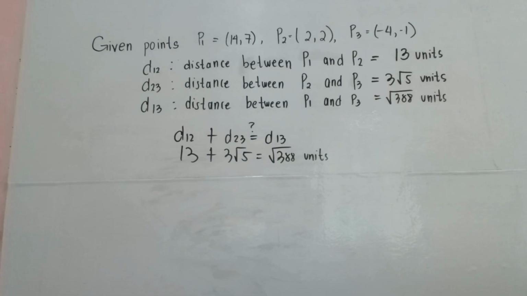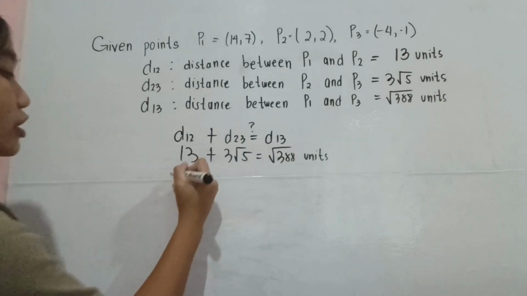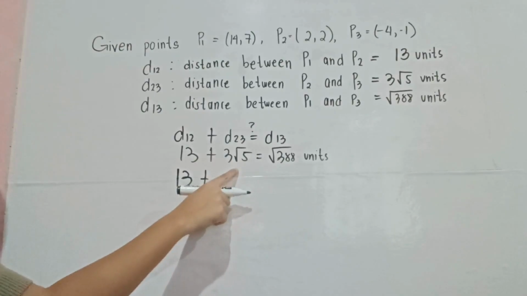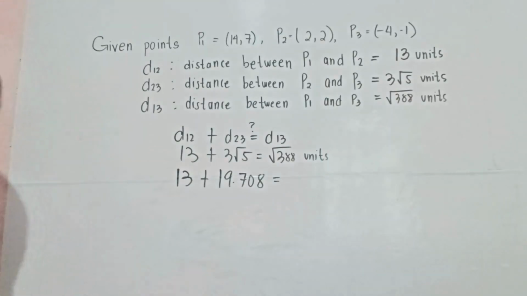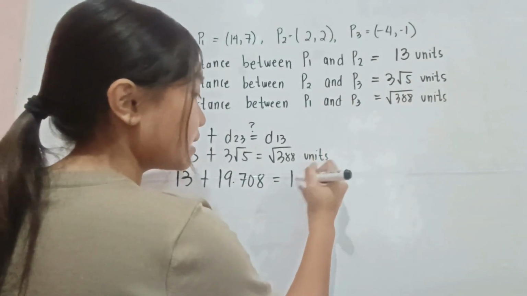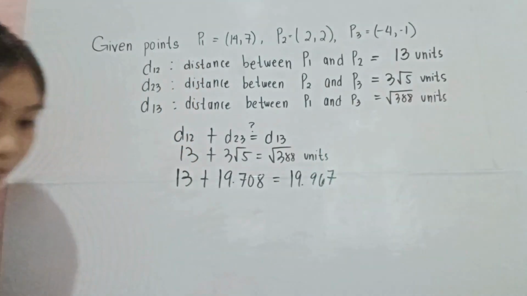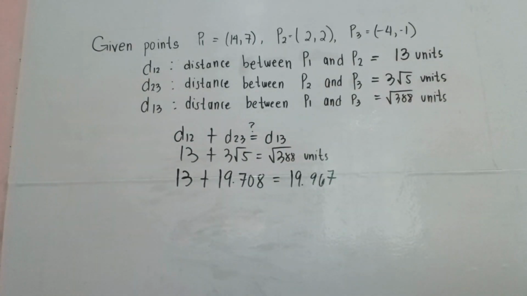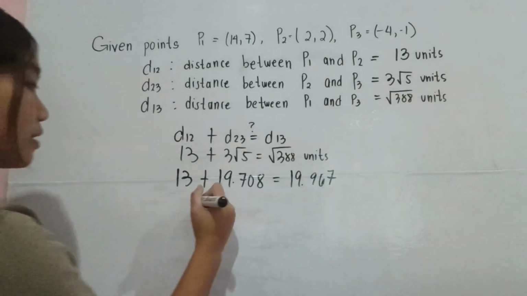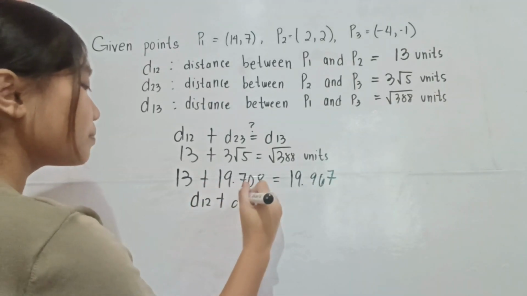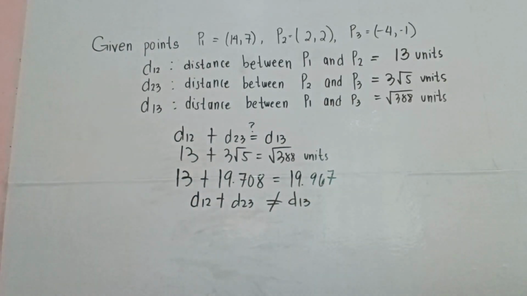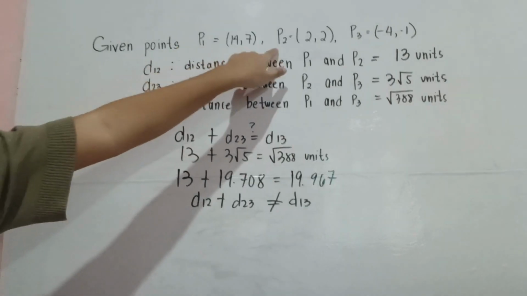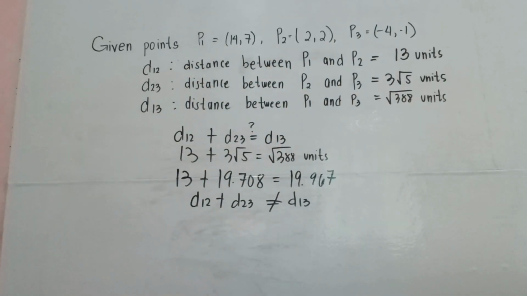Converting to decimals to make comparison easier. So we have here 13, which in its decimal form is approximately 19.708, and the square root of 388, which is approximately 19.967. Since these are not equal, the points are not on a straight line. Therefore, d sub 12 plus d sub 23 is not equal to d sub 13. So in conclusion, the points do not lie in a straight line.